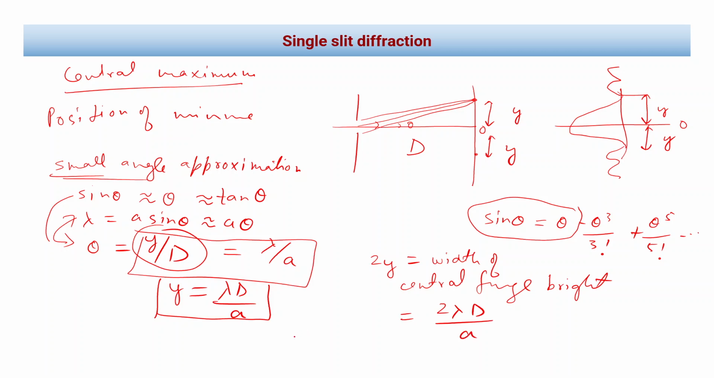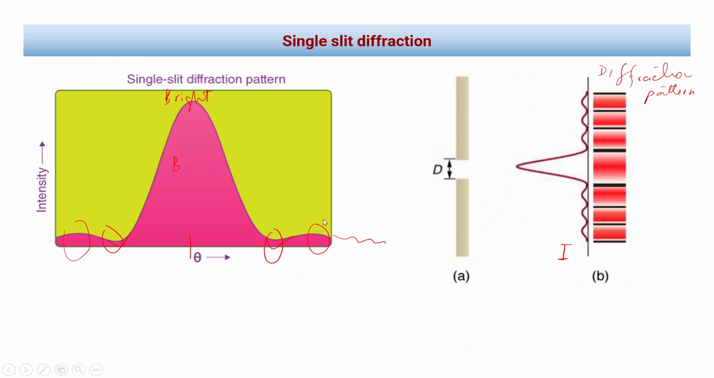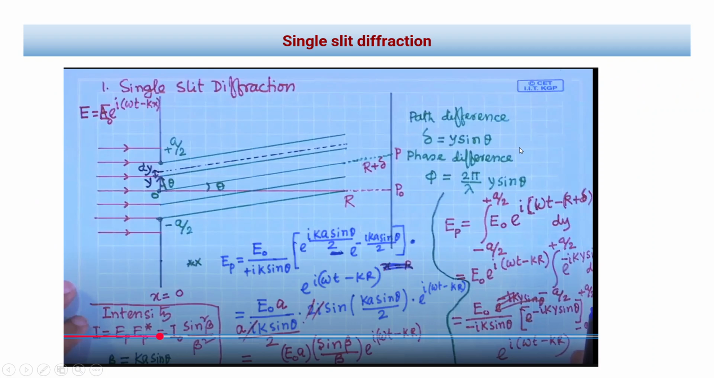Okay, and the angular width of maxima will be, this is another thing, the angular width of the central maxima will be 2 theta, which will be 2 lambda by a. Okay, so this was with single slit diffraction. This is the kind of pattern we see with single slit diffraction. And this is the derivation that was discussed in lecture.